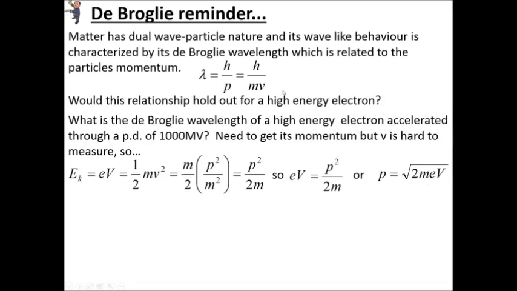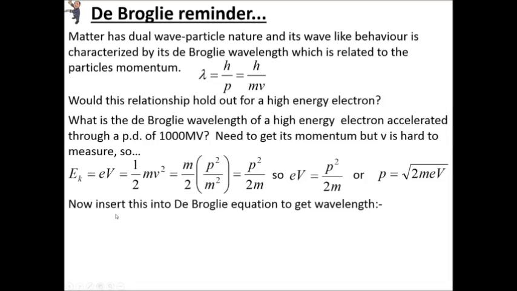Now what we can do is put this in our de Broglie wavelength equation. We know that lambda equals h over p, or momentum, so now we can say that lambda is h over root 2meV. So we've derived something here where we've lost the velocity. Remember, this V isn't the velocity, it's the accelerating voltage. So we now suddenly haven't got to worry about measuring the velocity of the electron.